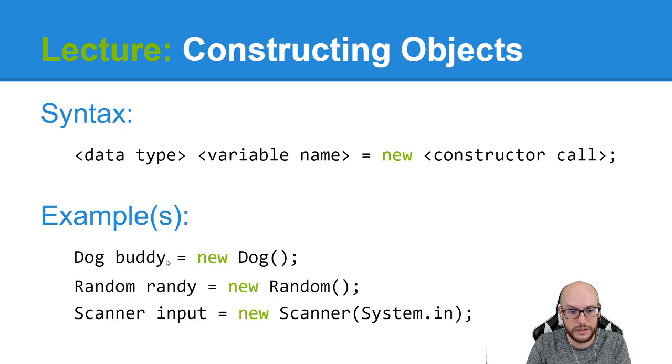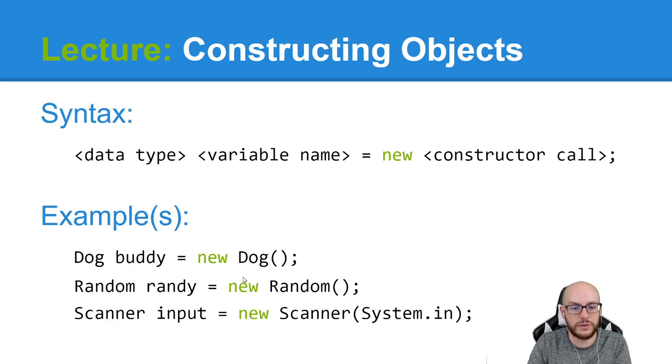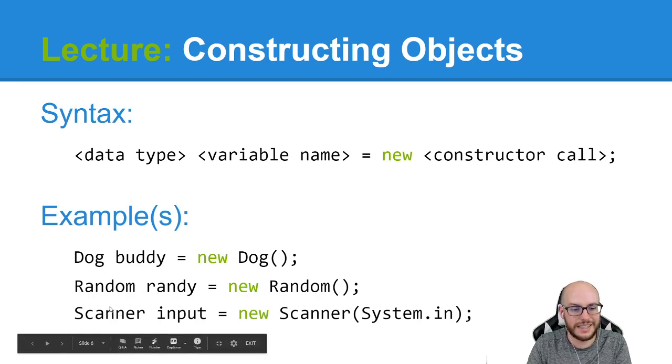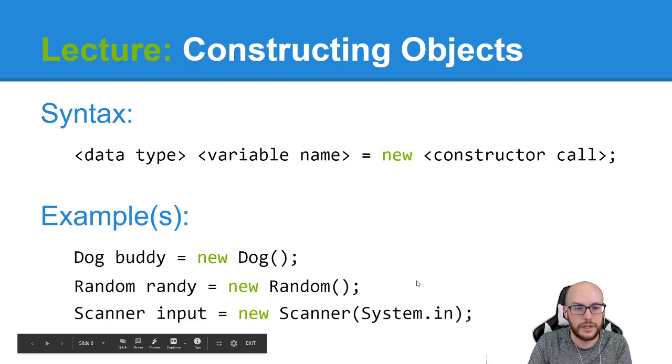We're going to make a dog here in just a moment, but we've actually made some objects before. We've made random objects before. We've made scanner objects before, right? Left-hand side is variable declaration. This is a random variable called Randy, and it is actually storing a new random object. This is a scanner variable called input, and it is actually storing a new scanner object, this particular scanner reading from system.in. So we've actually done this before, and we're about to do a little bit of this.